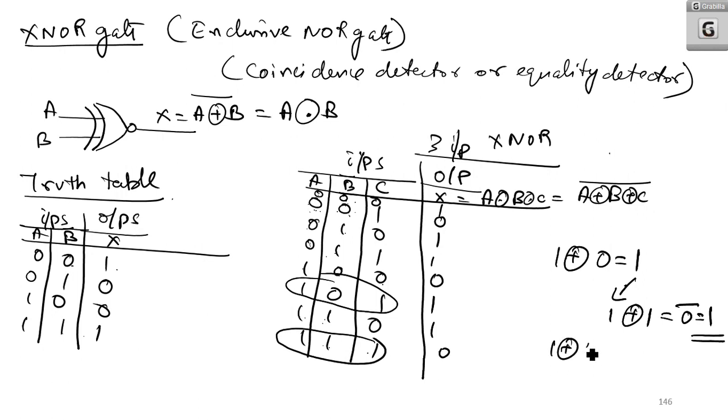1 XOR 1 is 0. That 0 into the last one, 0 XOR 1. What is it? 1. And take the bar of it. That is 0. You will get the answer. I hope you have got how an exclusive NOR operation works.